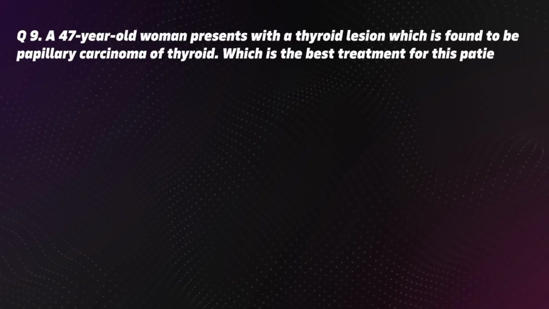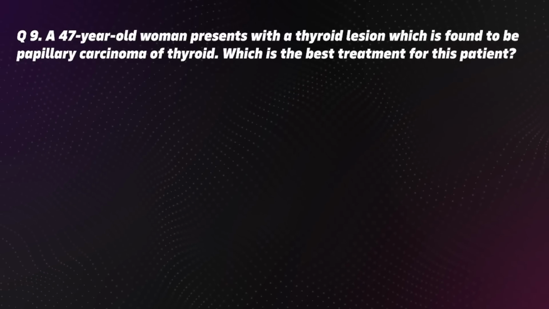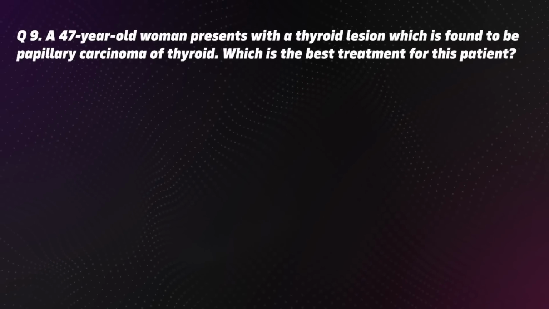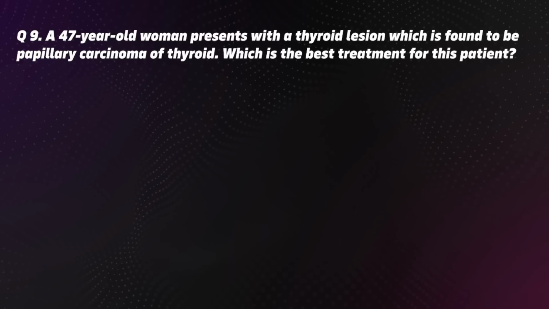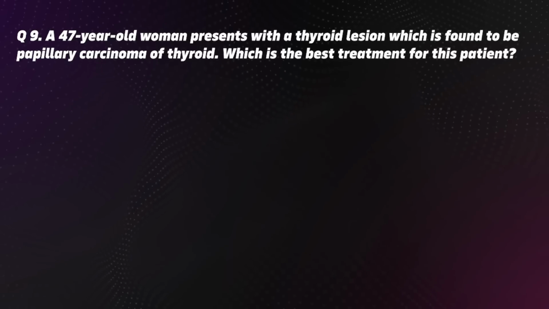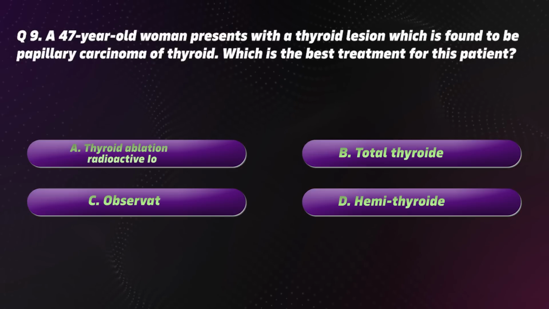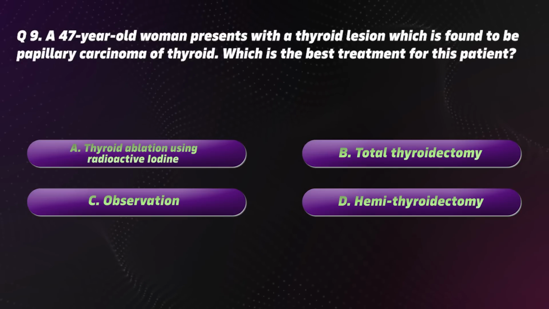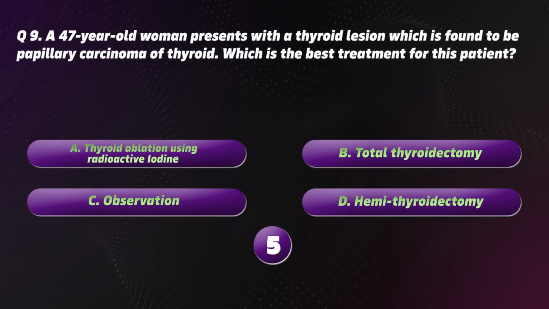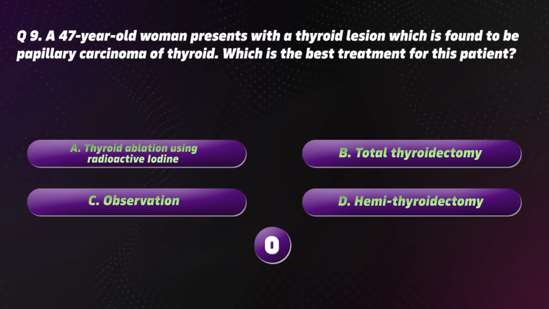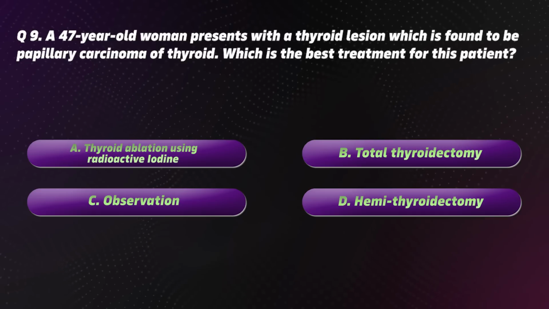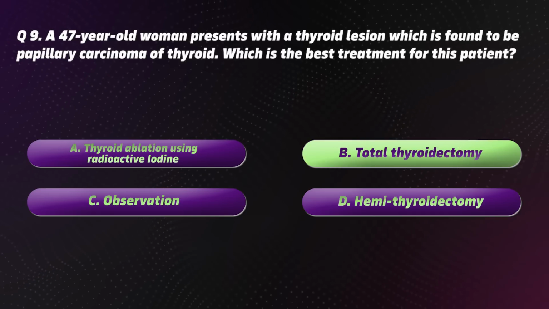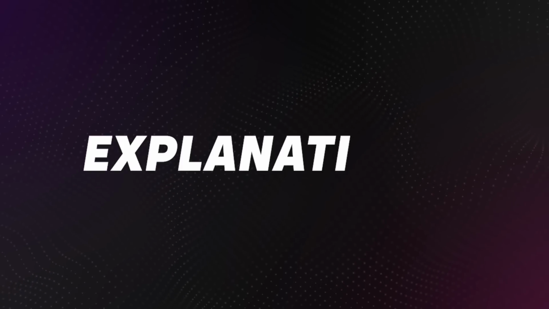Question 13. A 47-year-old woman presents with a thyroid lesion which is found to be papillary carcinoma of thyroid. Which is the best treatment for this patient? Here are the options. A. Thyroid ablation using radioactive iodine. B. Total thyroidectomy. C. Observation. D. Hemithyroidectomy. And the correct answer is option B. Total thyroidectomy. Here's the explanation.